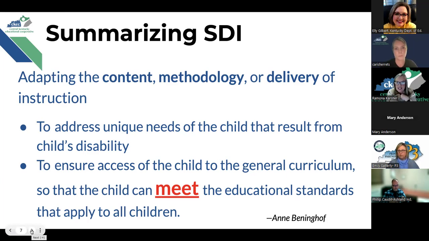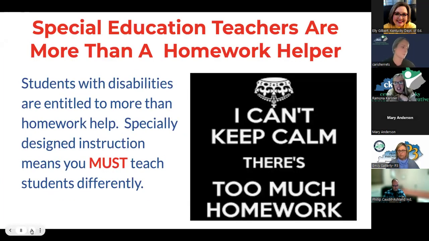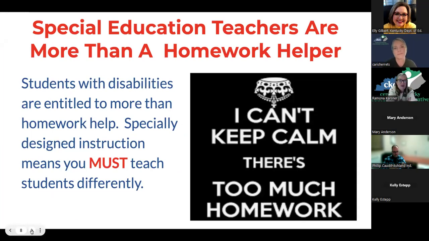You know, back when I was in undergrad several years ago, about 30, we kind of knew specially designed instruction, but as our world has changed as administrators, we're getting a lot of option 6, option 7, sometimes even option 9 special education teachers. And a lot of times their training is not giving them a lot of information in terms of specially designed instructional strategies. And so we really want to make sure they have those resources and that they understand that special ed teachers are more than homework helpers. Like, students with disabilities are entitled to more than homework help.